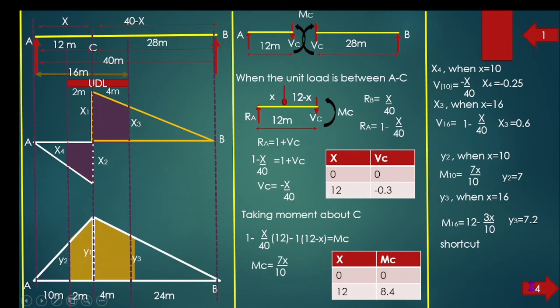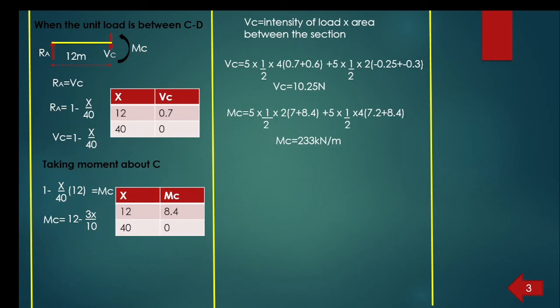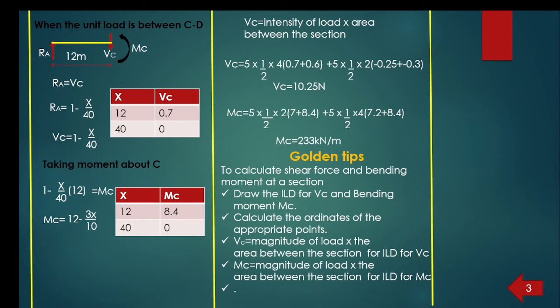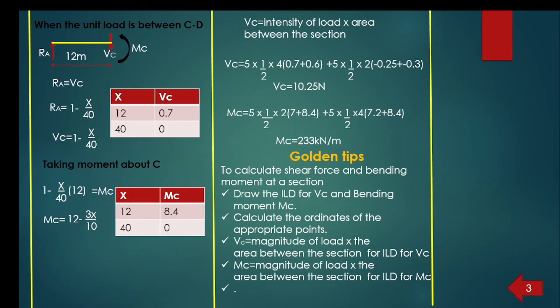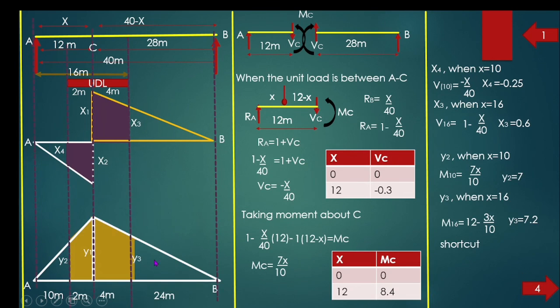And now we have to summarize it. We have come to the end of this question. Now, in summary, we have the golden tips. Number one, remember you have to calculate the shear force and bending moment at a given section. You have to draw the influence line diagram for the force at C and also for the bending moment at C. Secondly, we have to calculate the ordinate of the appropriate point. For this case, our ordinates are y1, y2, y3, x1, x2, x3, x4. We explained how we can get these ordinates, the long method and also the shortcut. You can use either, depending on the time set up in your exam room.